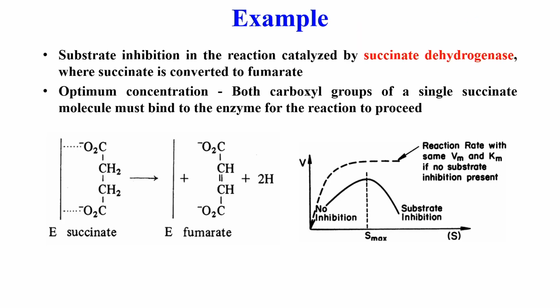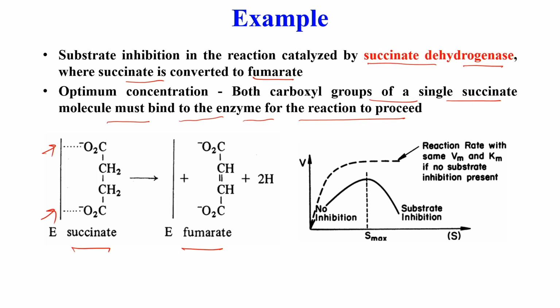So, one example of substrate inhibition is in a reaction catalyzed by succinate dehydrogenase, where succinate is converted to fumarate. For optimal reaction, both carboxyl groups of a single succinate molecule must bind to the enzyme for the reaction to proceed. So, in that case, you just see one binding site is here, the other binding site is here. It requires both to proceed the reaction.